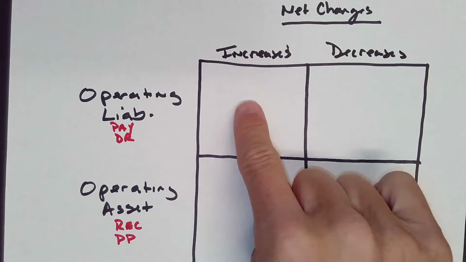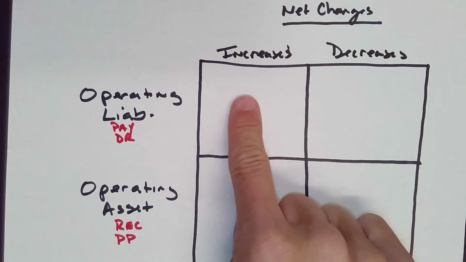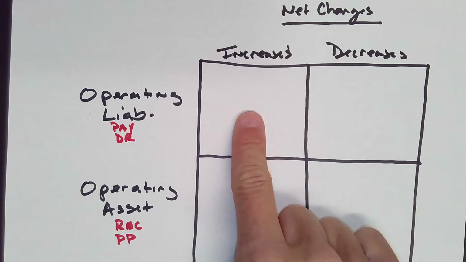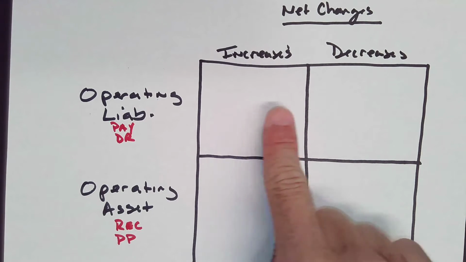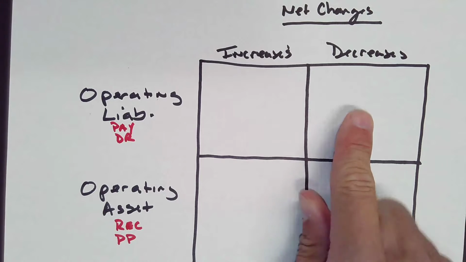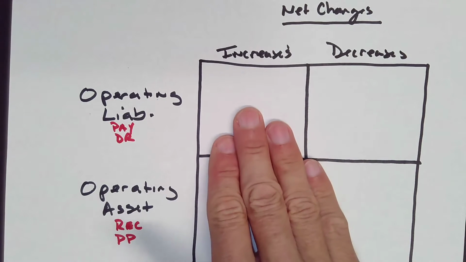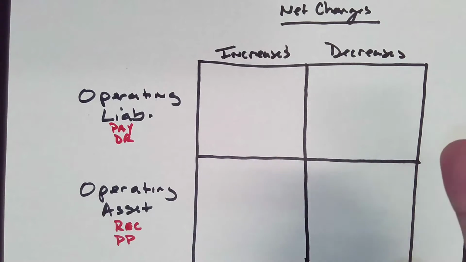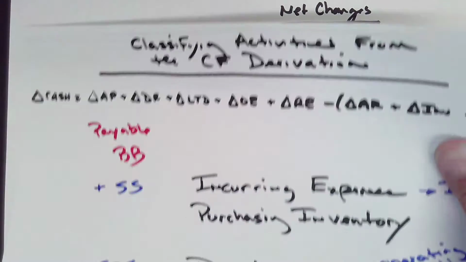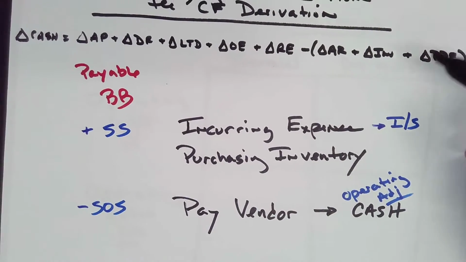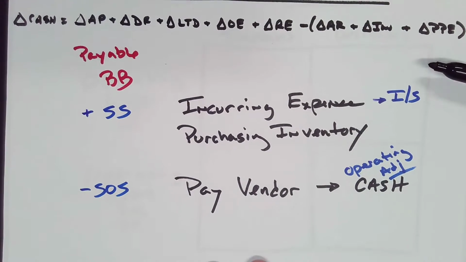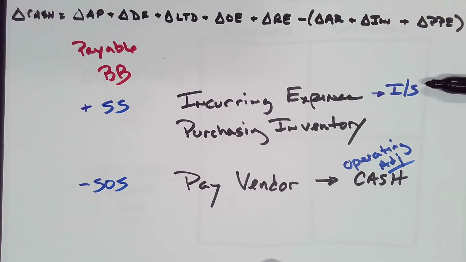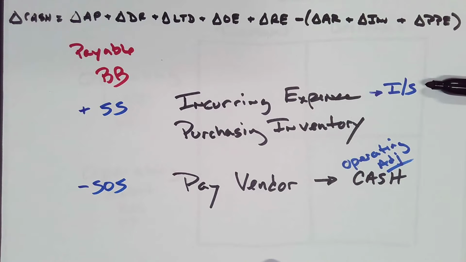So in these boxes, what I want to do is figure out, well, if I have an increase in an operating liability, how do I change my proxy? How do I alter net income because of that? Well, let's look at the payable as an example. So if we have a net increase in this payable, what's happening?